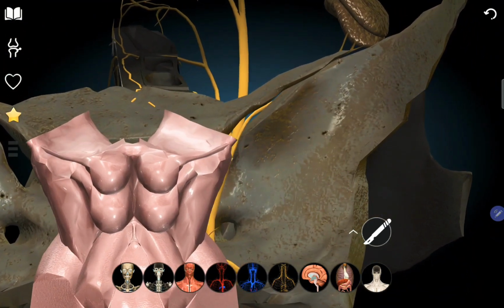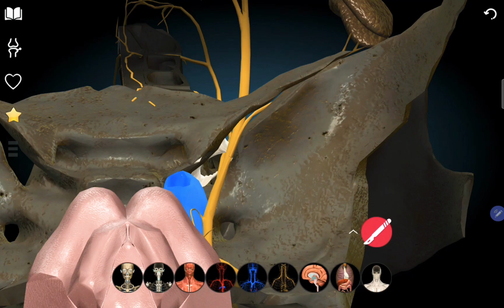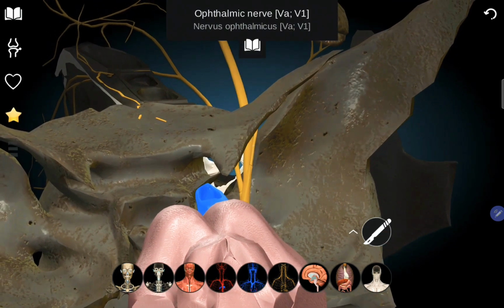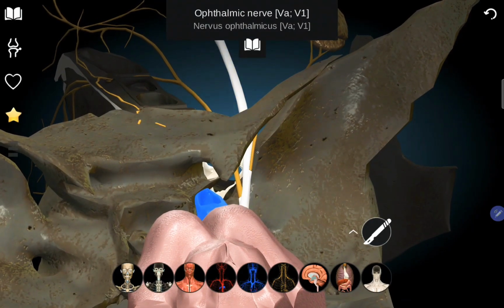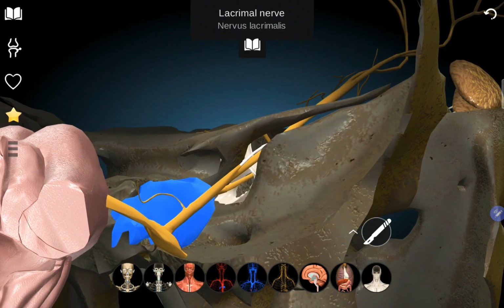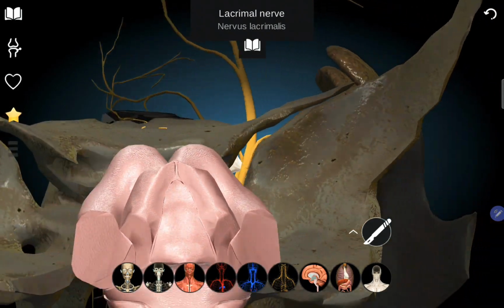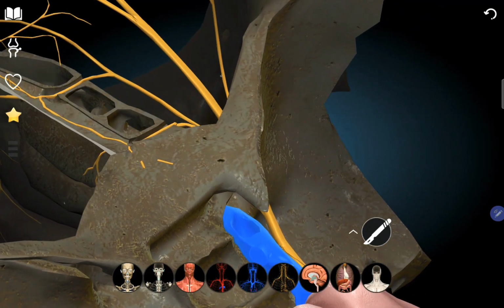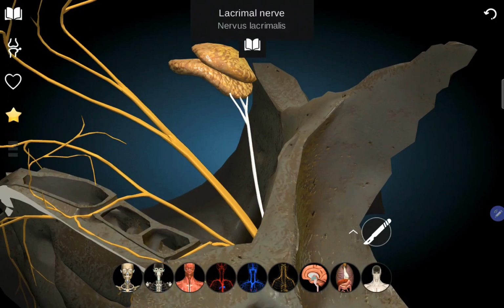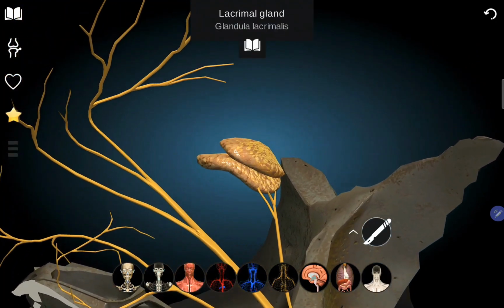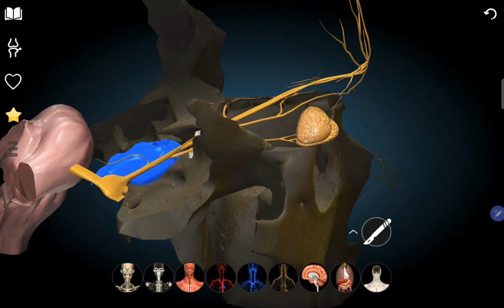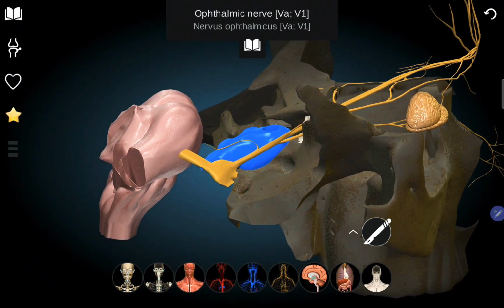The third one, the lateral most part of the ophthalmic division, which is present most laterally, is our lacrimal nerve. So L for lacrimal, L for lateral. This is the lateral most part of the ophthalmic division of the trigeminal nerve, and it supplies the lacrimal gland. So these are the divisions of the ophthalmic division, which is the first branch of the trigeminal nerve.